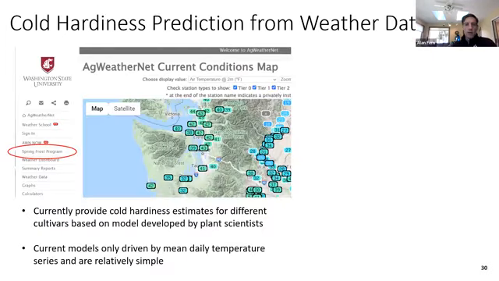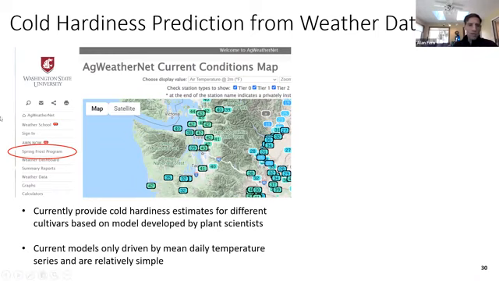But what they've done, this is something that exists in AgWeatherNet, the Spring Frost Program. They've tried to create models of cold hardiness for different cultivars of grapes, and also they're working on these for apples and cherries. And they've developed these models. The scientists have developed these models using their knowledge of plants and also some data to tune some parameters. But they're relatively simple models, I would say.